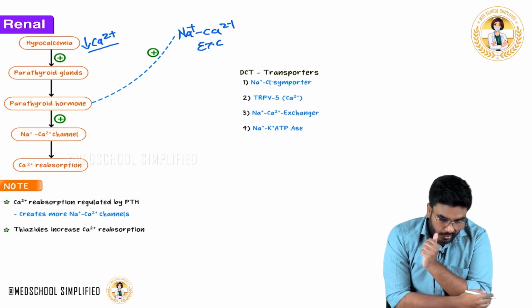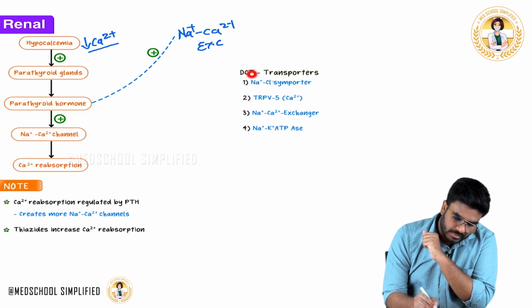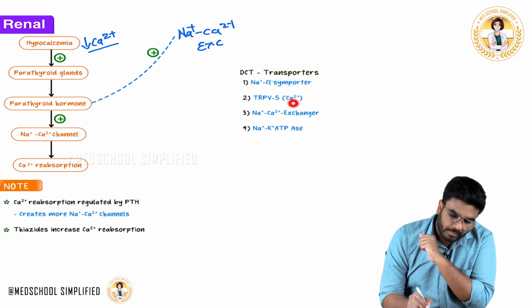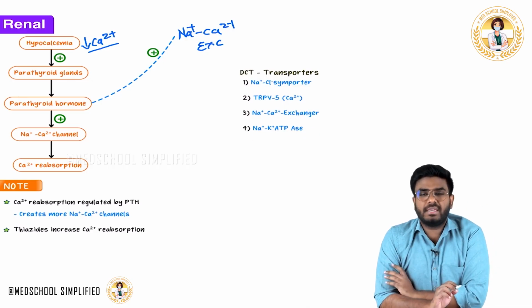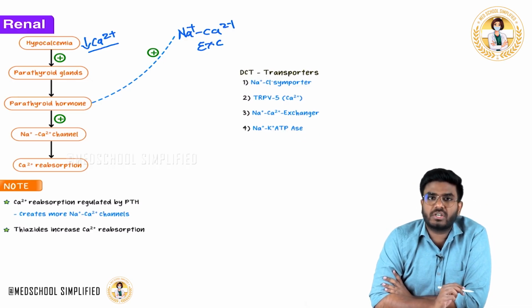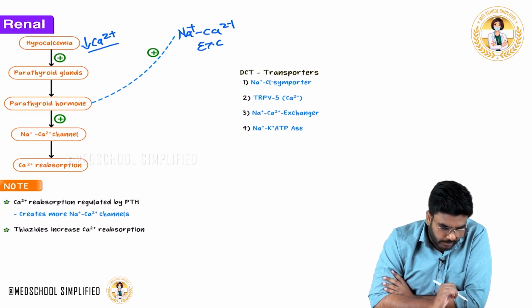We have already seen the DCT transporters. The 4 important DCT transporters are the sodium chloride symporter, the TRPV5 calcium channel, the calcium ATPase, the sodium calcium exchanger, as well as the sodium potassium ATPase. These are the important channels present on the distal convoluted tubule.